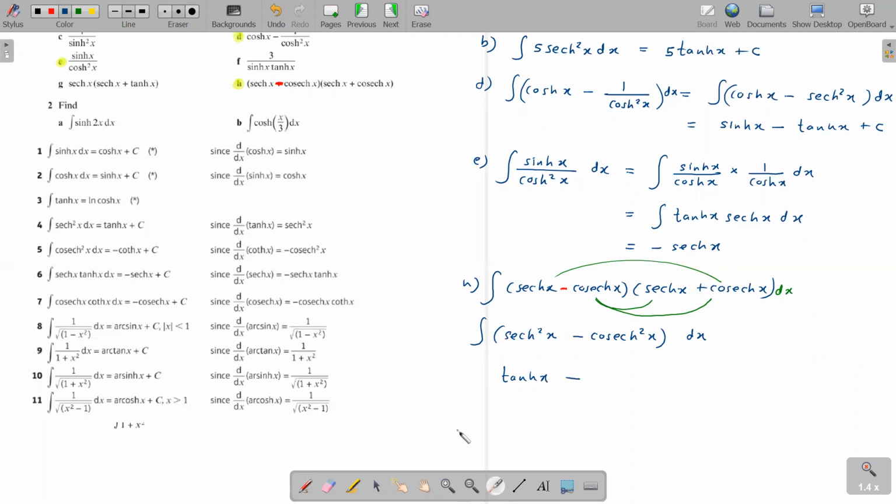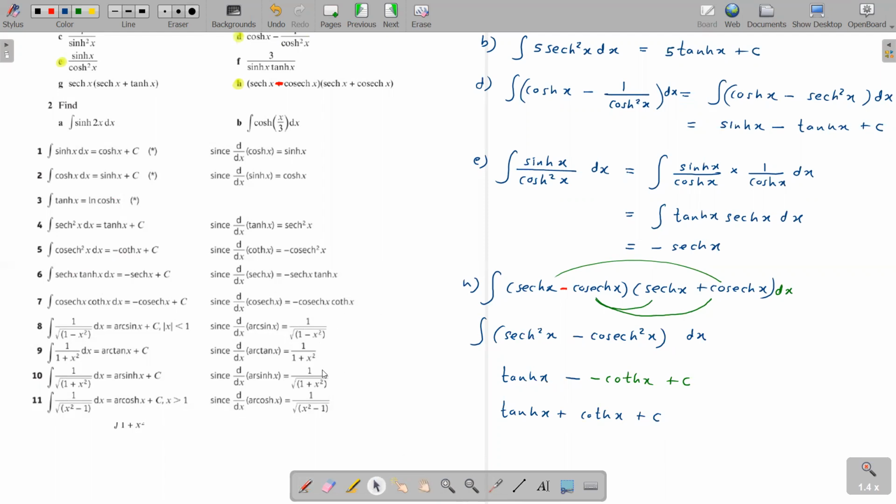Minus integration of cosec square x is minus cot x. Can you see? It's minus cot x. And don't forget the plus c. So basically it's tan x plus cot x plus c. Okay. So now I'll go to the next question.